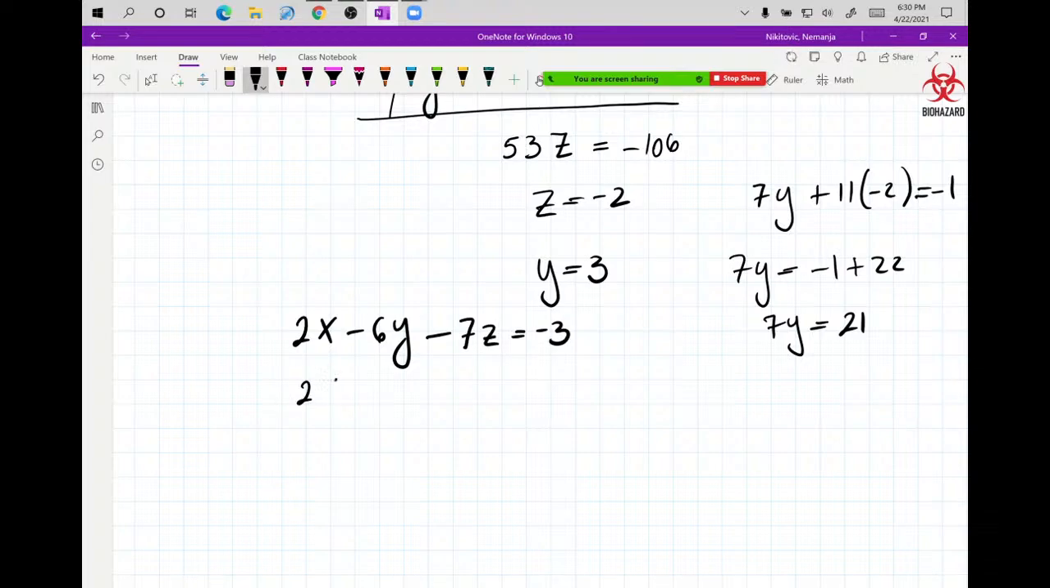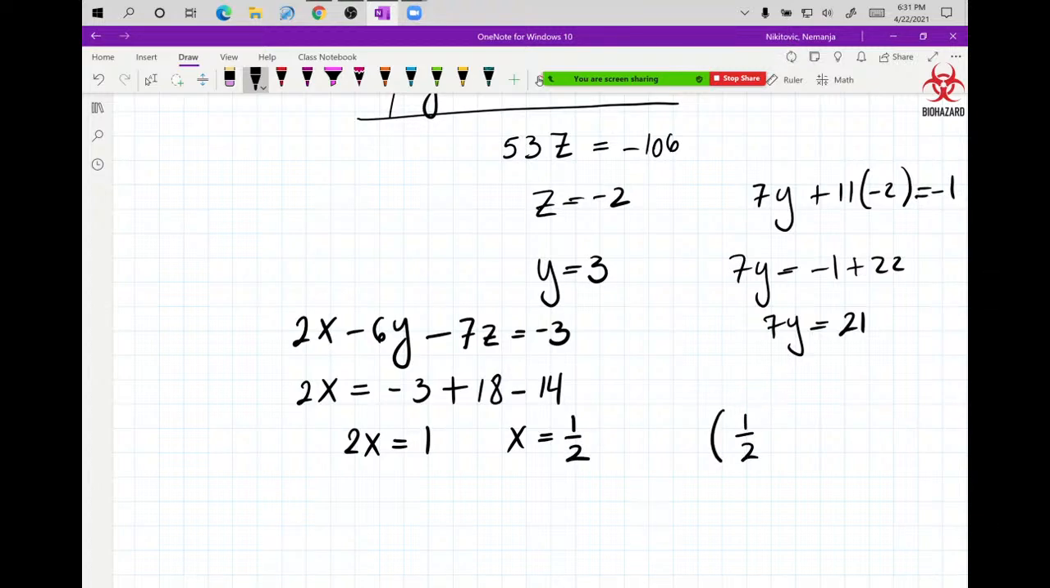And 2x is equal to negative 3 plus 6 times y, that's 18, plus, oh, it's going to be a minus because it's negative and negative, and then change the sign, change the side. So we have 2x equals 1. X equals a half. Okay, we can live with this. So half, 3, negative 2.